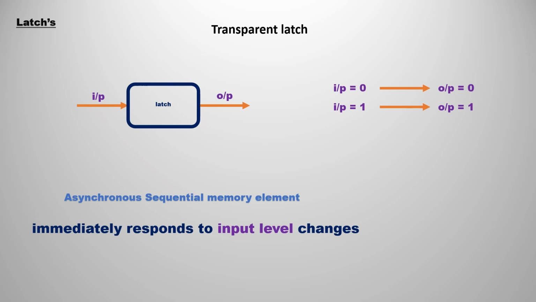As this responds immediately, we don't want this normal transparent latch, because we need discrete level changes. If it is immediately changing, how can we modify it according to our requirements? So we majorly do not use this transparent latch. We have another kind of latch called the gated latch. Let's see the block diagram of the gated latch.